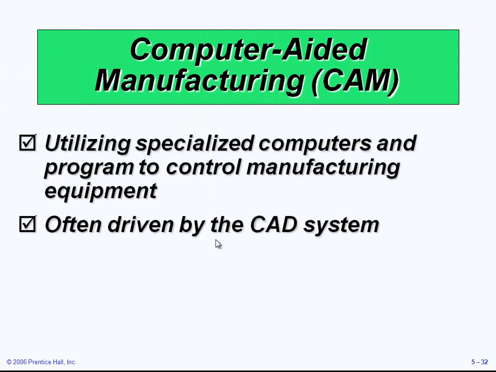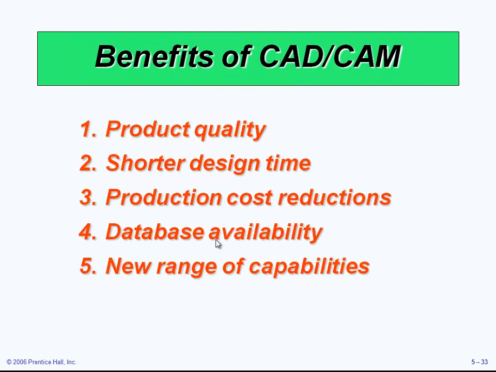Utilizing specialized computers and programs to control manufacturing equipment, often driven by CAD system. So the benefits of CAD and CAM is to increase product quality, shorter design time, reduce production cost, make the database available for analysis, and it's a new range of capabilities.